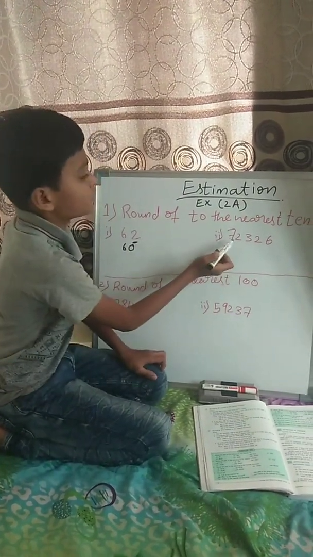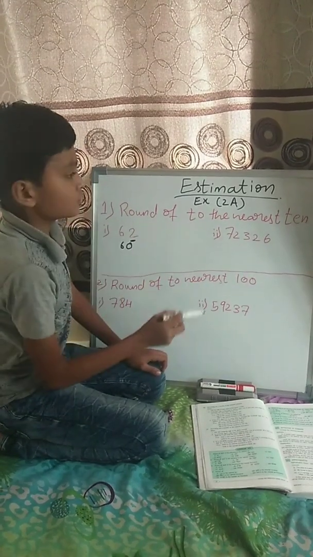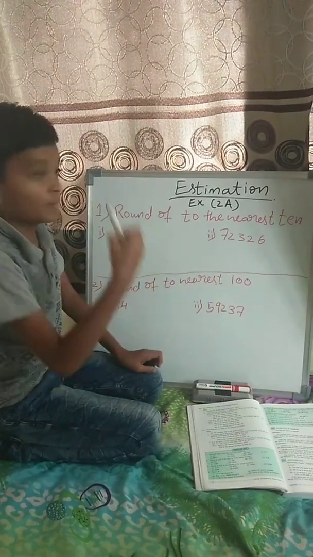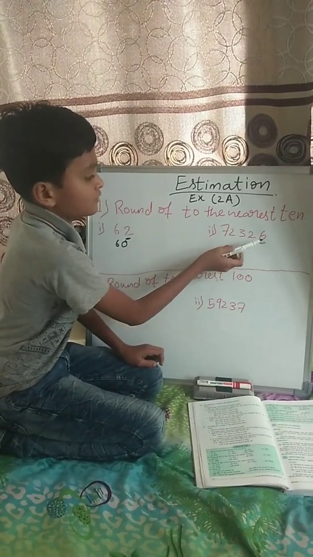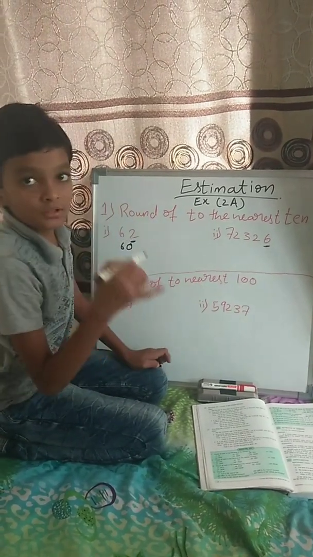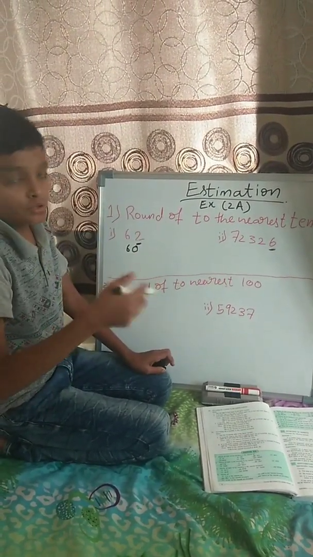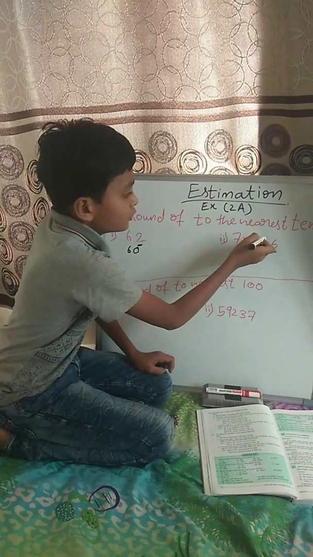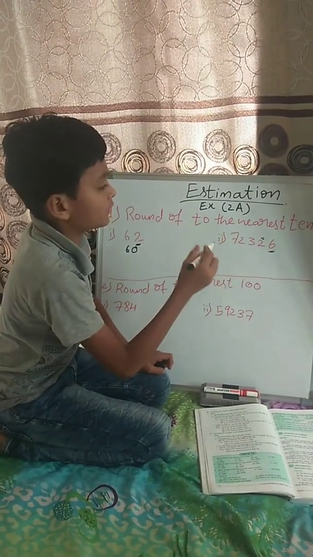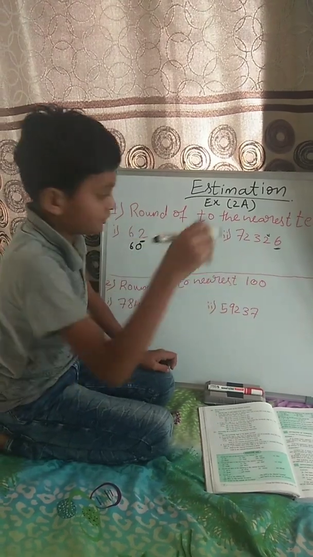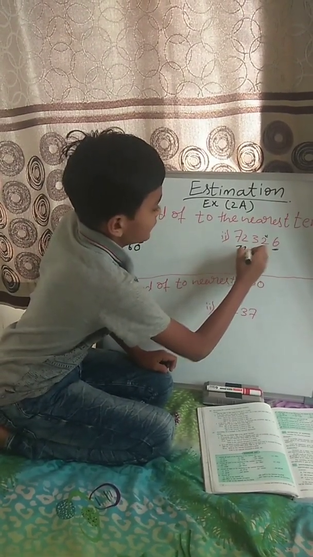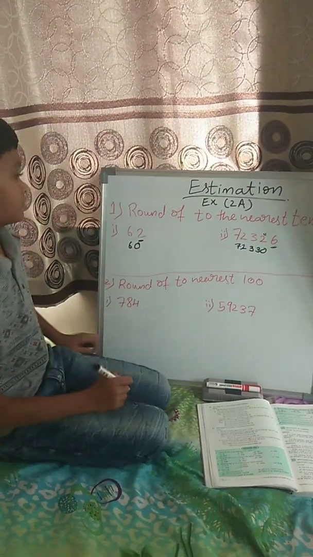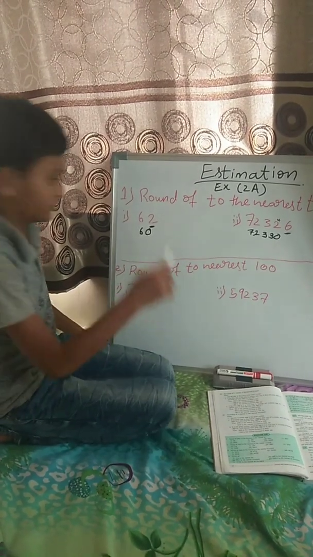The next question is 72,326. So here also we have to check at the ones place because they have mentioned that we have to estimate to the tens place. When tens place, we have to check the ones place. In ones place, we can notice over here 6. So 6 is greater than 5. So when any number is greater than 5, we have to add 1 to the tens place. So when we add 1 to the tens place, the 6 also becomes 0. And then the answer finally becomes 72,330.